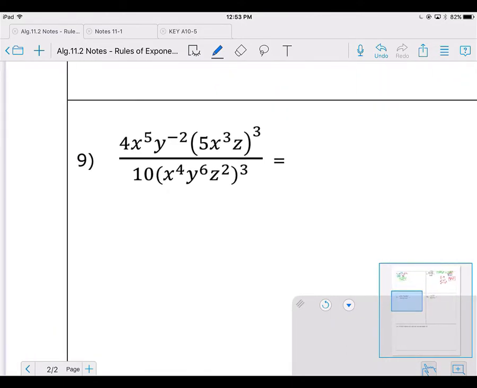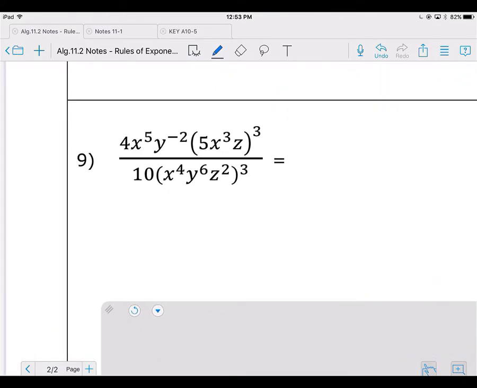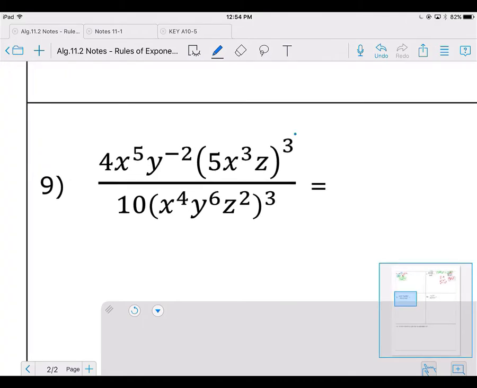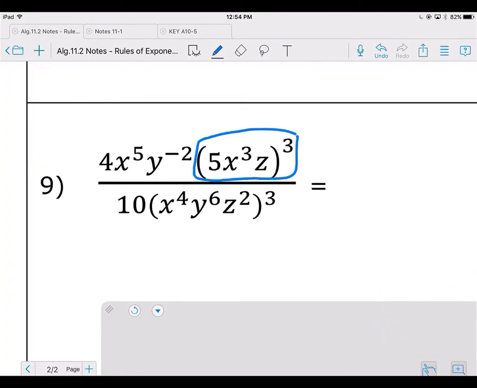Okay. Now 9 has a lot of moving pieces, so I'm going to take it one step at a time so you can see exactly what I'm doing. The first thing I'm going to do is distribute this cubed.